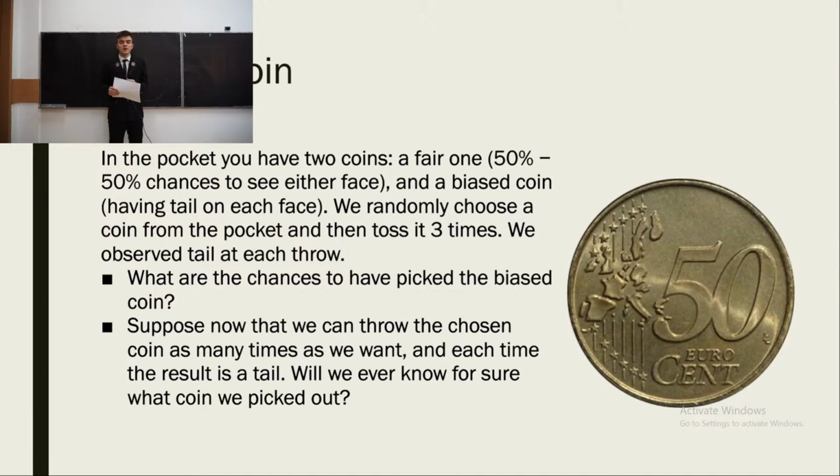And the second point of the problem is, suppose now that we can throw the chosen coin as many times as we want, and each time the result is a tail. Will we ever know for sure what coin we picked out?